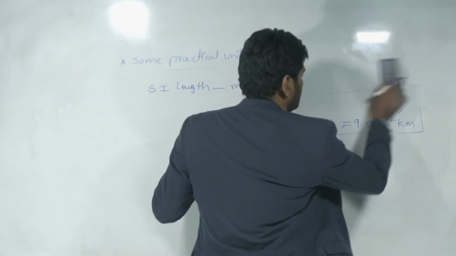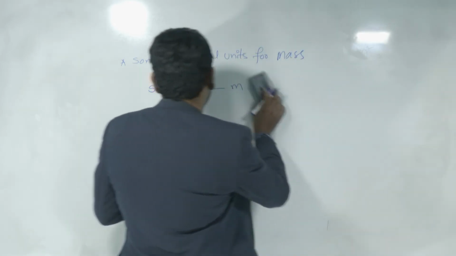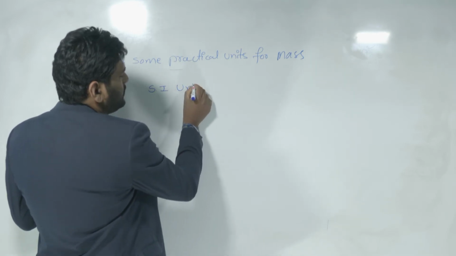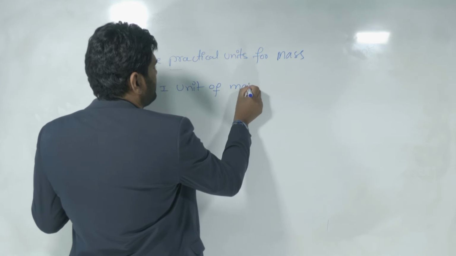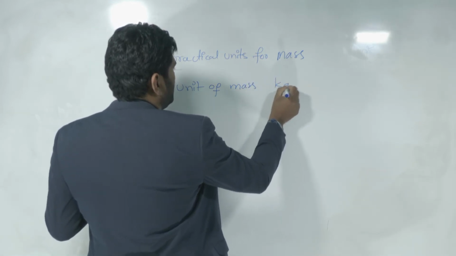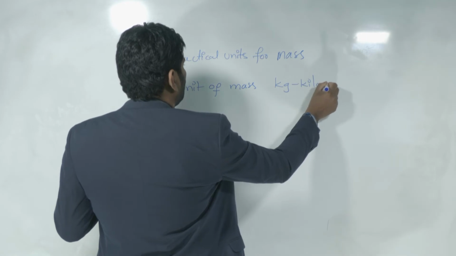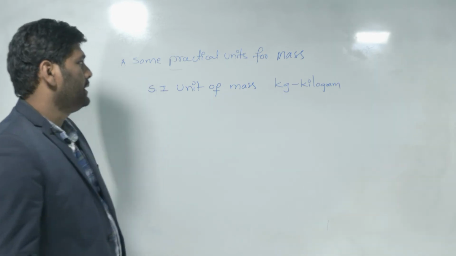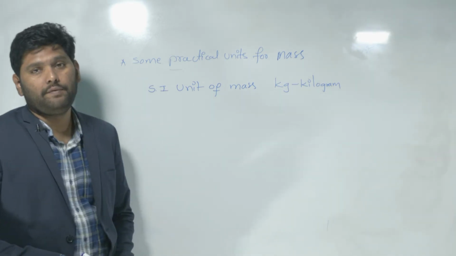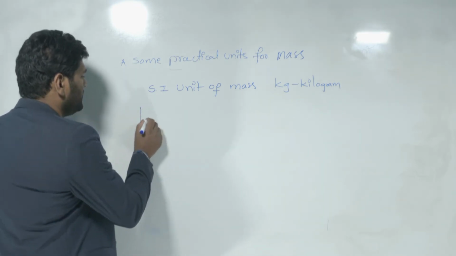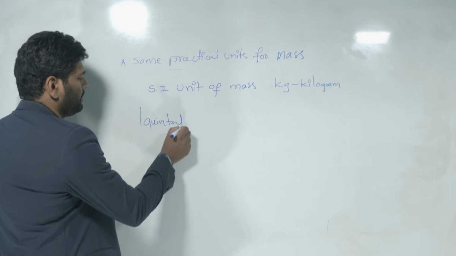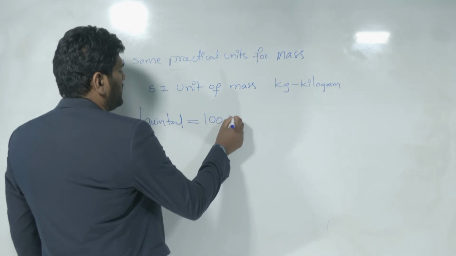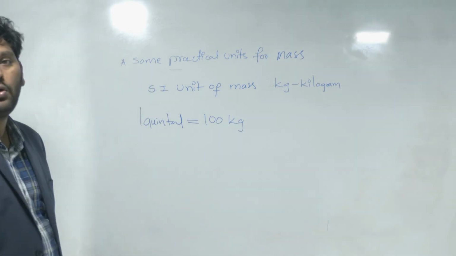So now let us discuss the SI unit of mass. The SI unit of mass is kg, kilogram. Kilogram is the SI unit. Understand? Now, when the kilogram is the SI unit, what is a practical unit of mass? 1 quintal is a practical unit, which is equal to 100 kg. 100 kilograms is equal to 1 quintal.